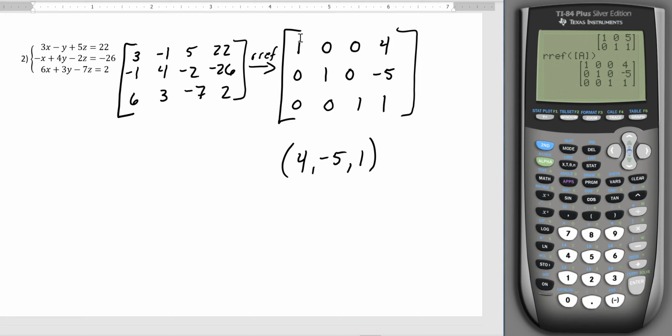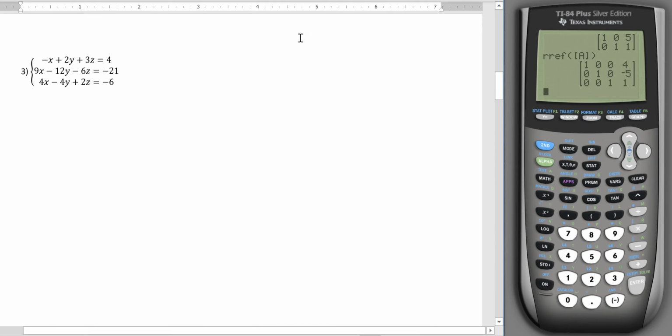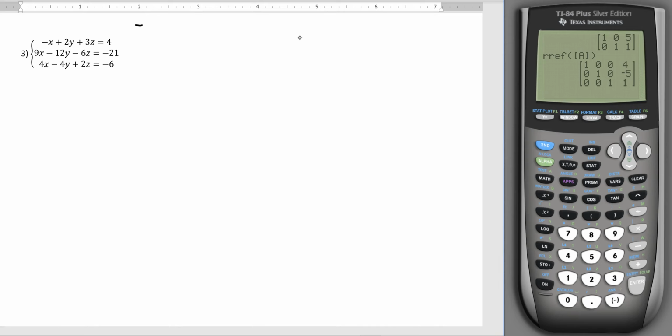We know there's one solution because of our bottom row. Remember, if this bottom row is all zeros, it's infinite. If it's all zeros and then a constant of 1, then that's when no solutions occurs. All right, number 3, another 3 by 4. Okay. So let's go ahead and make our augmented matrix here.